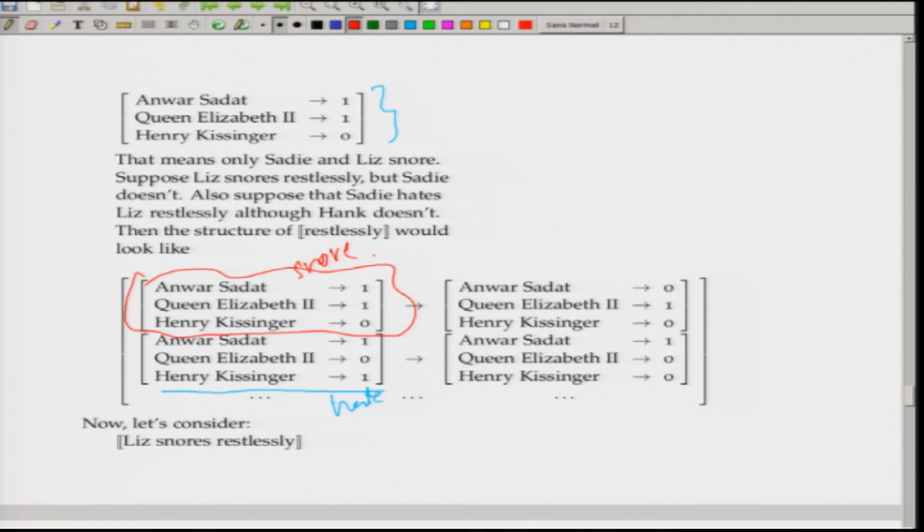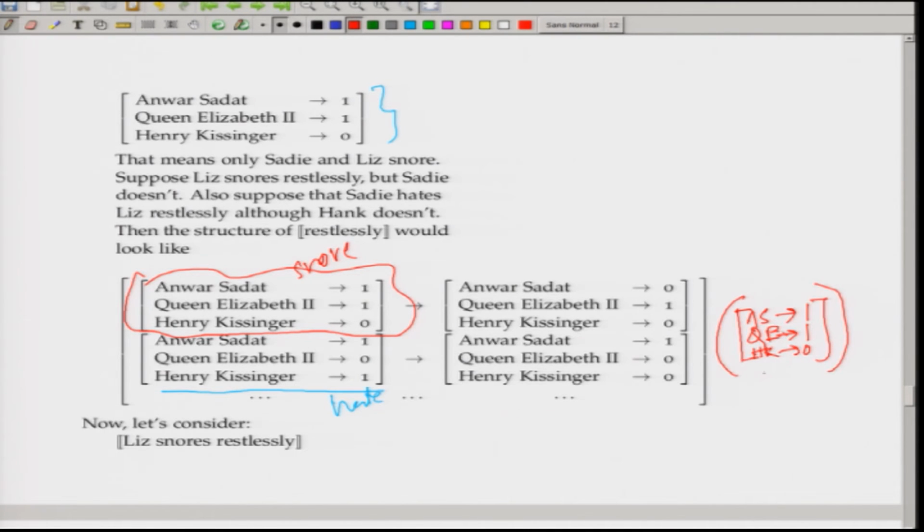Now, this complicated function is required because this function will take another function. This function will now take the snore function. What is the snore function? This will take this function as an argument, that is AS1, QE1 and HK0.